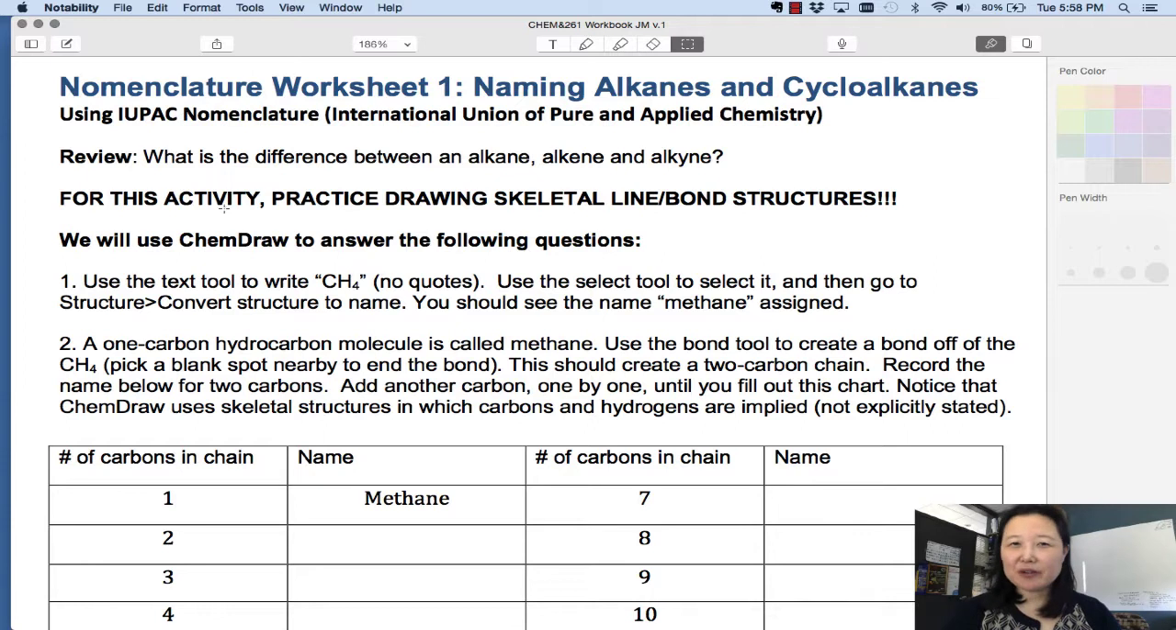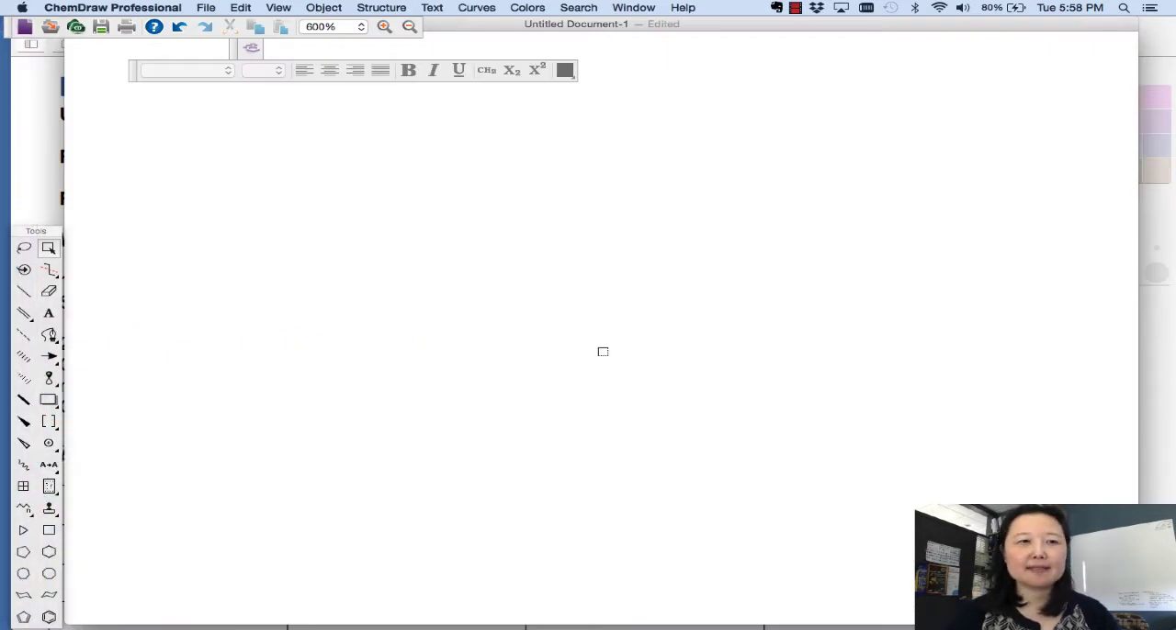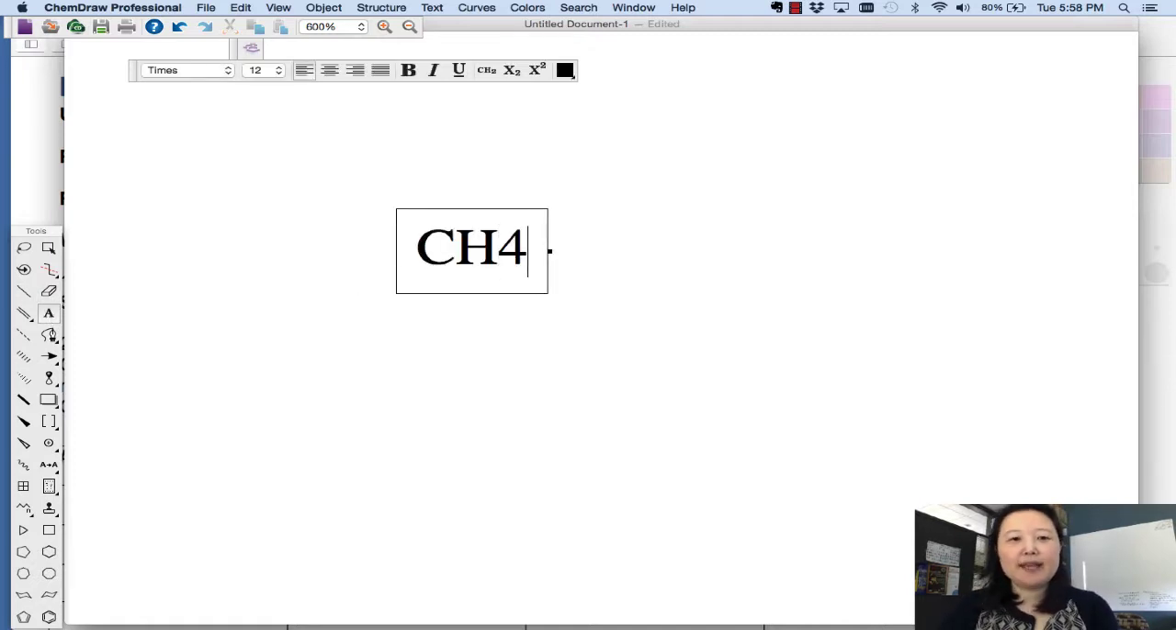So I want to show you this really cool application called ChemDraw, and professional chemists use this all the time. And the way that you can use that is to draw molecules. So I'm using the text tool, and I'm drawing CH4 and I'm using my chemical script here.